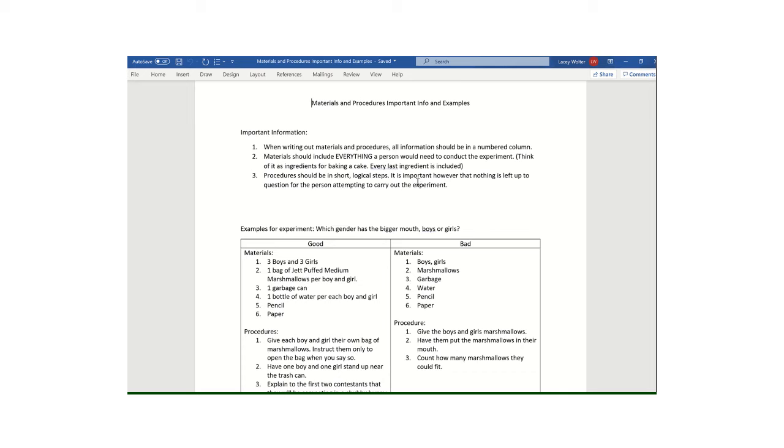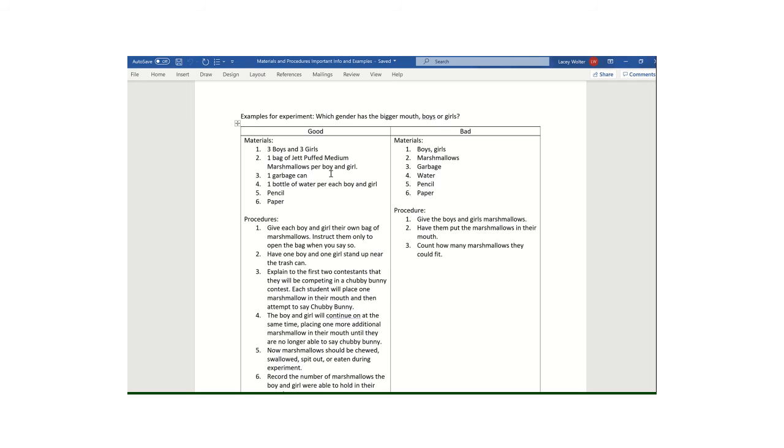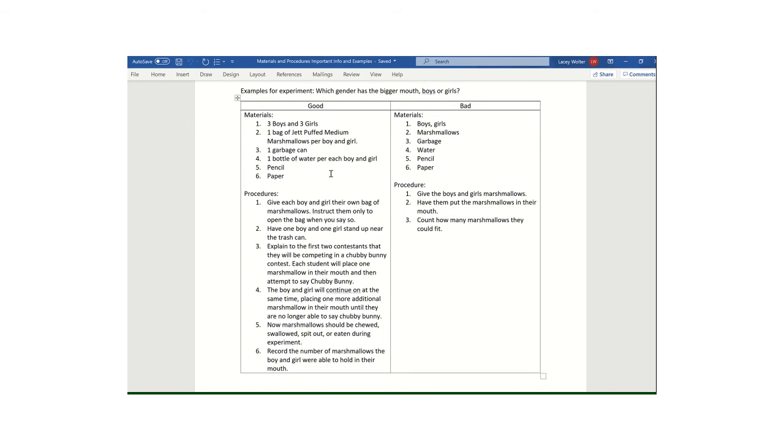so the person who's trying to carry out your experiment doesn't have to guess, okay? So let's look at this good versus bad, or well-written versus poorly written. On the left, I hope you notice a couple things. Number 1, just how specific the person on the left was, right? They say the experiment was which gender has the bigger mouth, boys or girls. This is like our chubby bunny experiment.